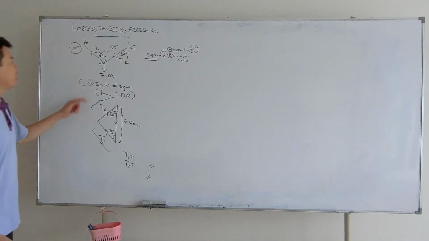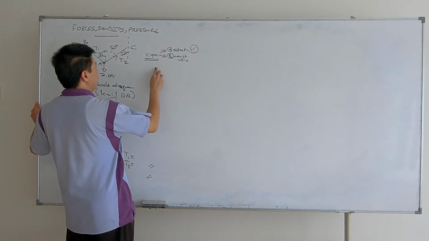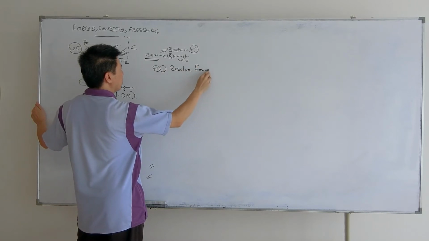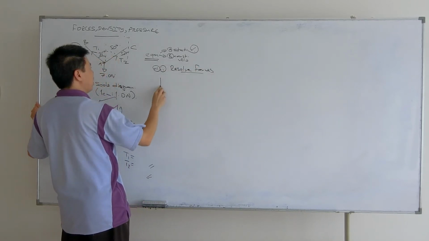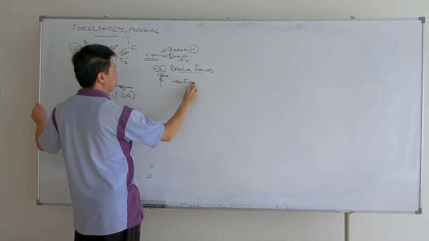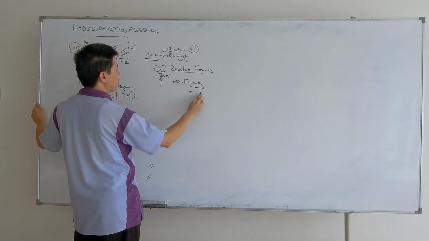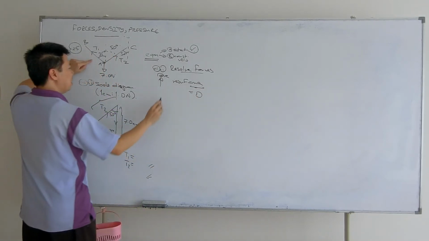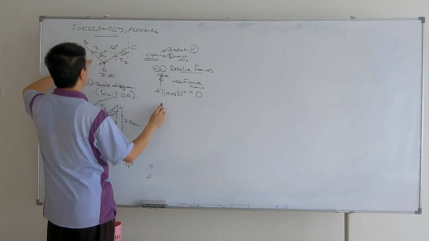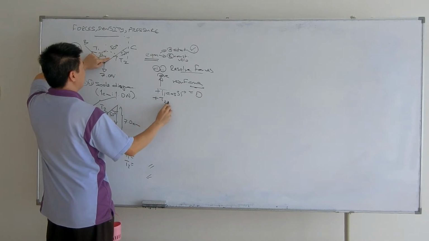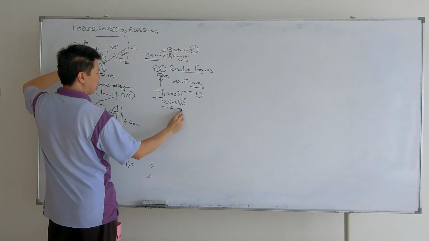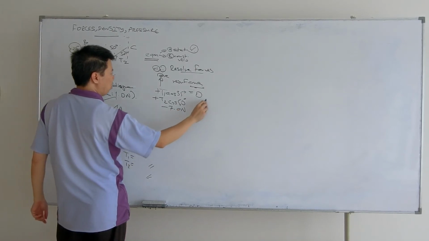Another way to do it is to resolve the forces. So for part A2, we're going to resolve forces. As usual, take upwards to be positive. Resultant force equals ma, and because it's stationary, this is equal to 0. Then we've got T1 cos 35 degrees, which is positive, plus T2 cos 50 degrees, which is positive, minus 7 newtons. You've got one equation.